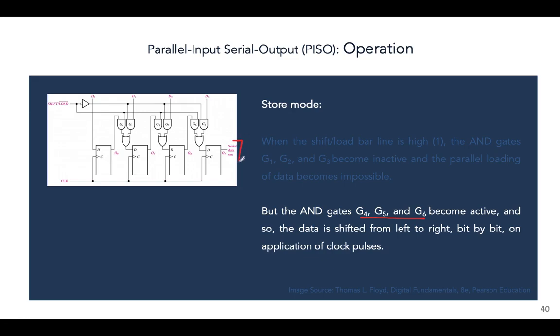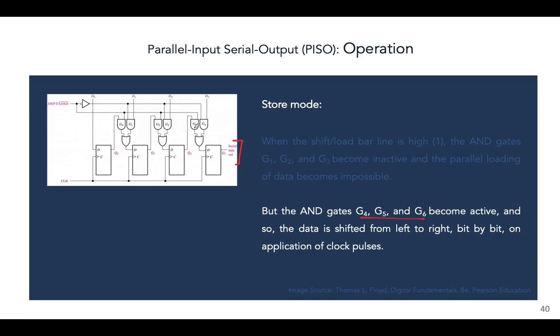But now it's time to take it out, and that has to be done serially, which means the bit which was here has to be taken out, and then the bit which was here has to move here so that it can be taken out, because there is only one output line, there's only one exit. Okay, so shifting has to take place. And how will that take place? Again, it's important to understand it at this point.